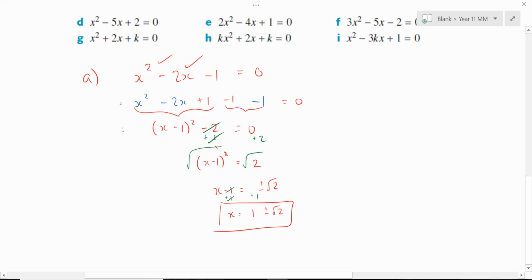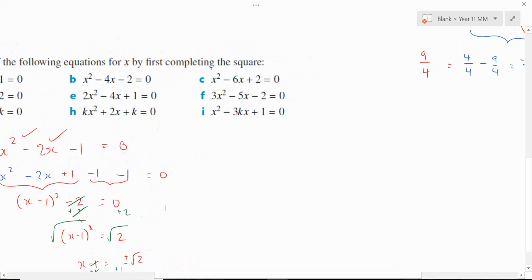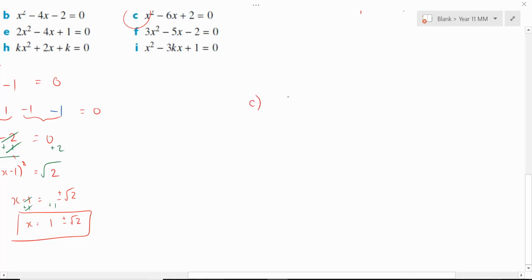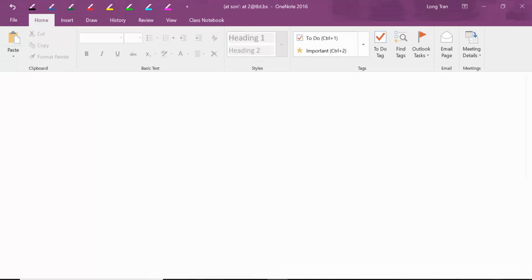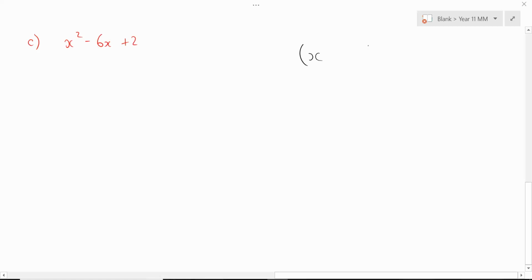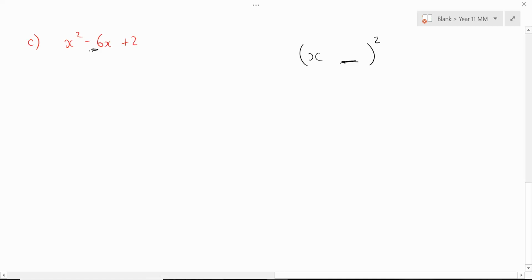Okay, but the real step that I'm really more interested in is completing the square. Let's do C. Same thing again. I've got now x squared minus 6x plus 2, right? Same drill. I know that for it to be a perfect square, I've got x, bracket, and double something should give me negative 6x. Or the other way of thinking about it is halving the negative 6 should give me whatever this value should be. So halving the negative 6, I know this should be negative 3.